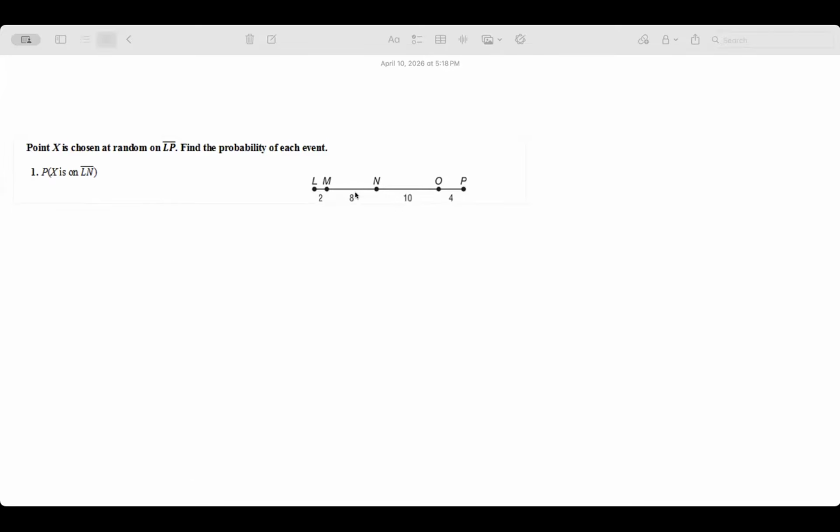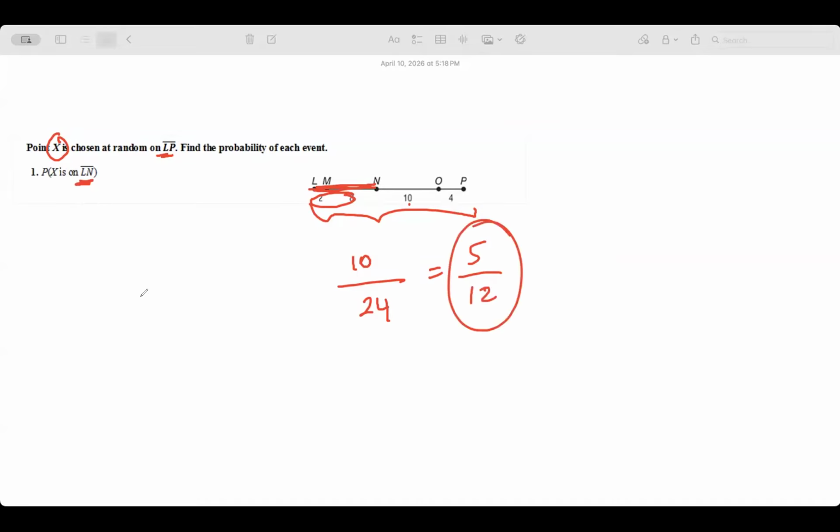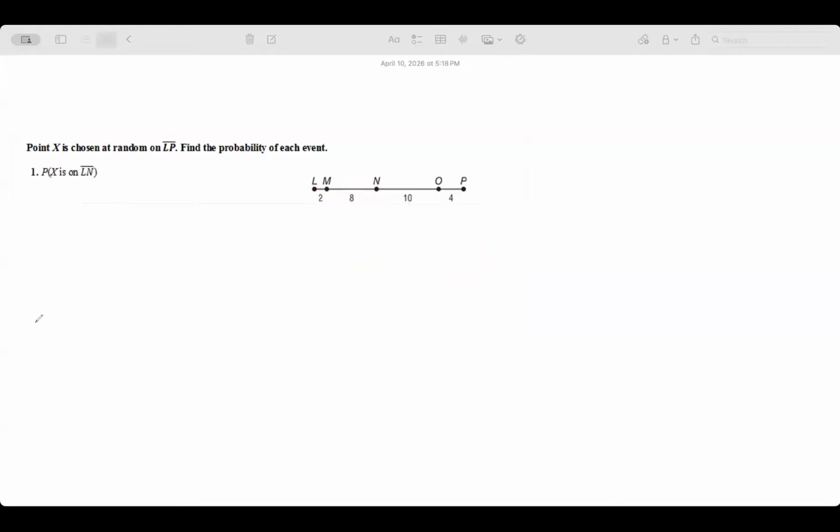Sorry. So here, point X is chosen at random on LP. This is the full length. What is my favorable event? The favorable event is it is coming on LN. What is the length of LN? 10. 10 divided by the total length, which is 24. But you have to simplify and say 5 by 12. Any questions? Okay.